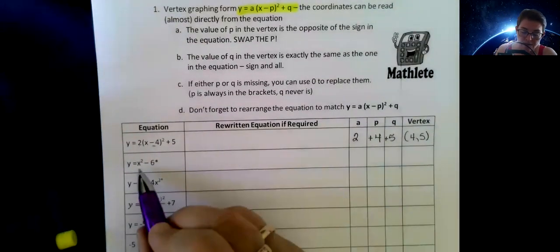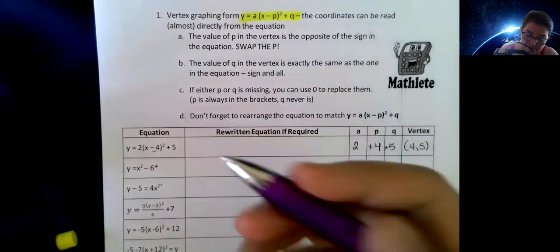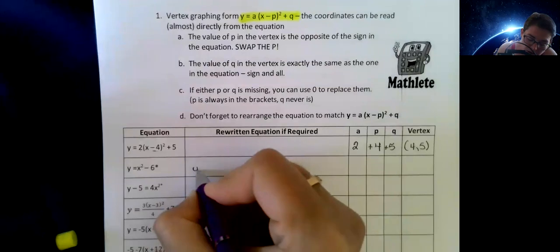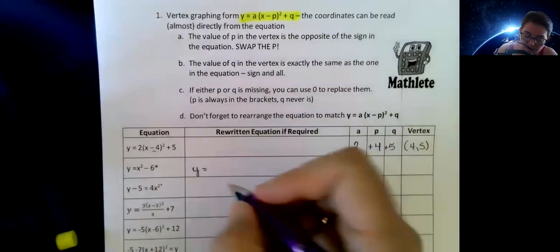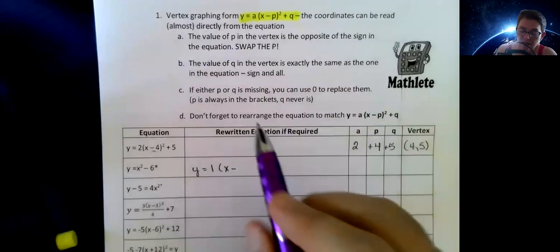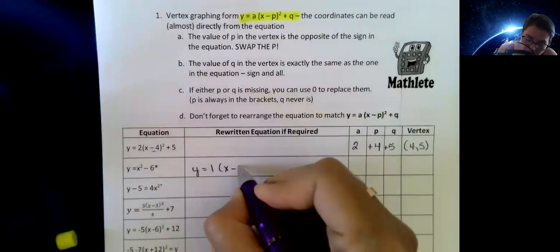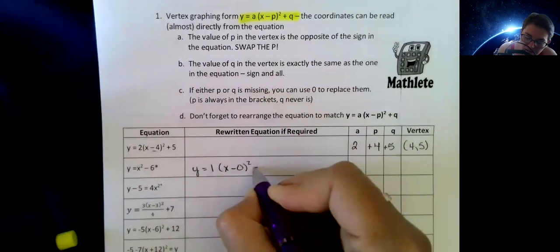All right, so this one does not look like that. So we can rewrite it. We can go y is equal, now a is missing, so I can put a 1 in there. x minus, now it says if either p or q is missing, you can use a 0. So x minus 0 squared minus 6.